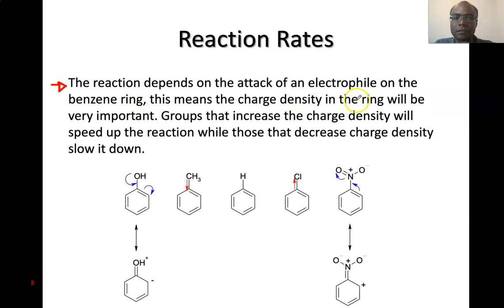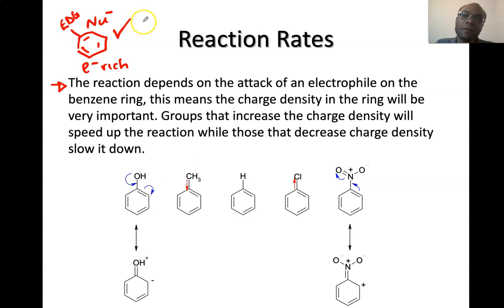This means that the charge density of the ring will be very important. So basically, what I've done in the review is to show you that benzene should be a nucleophile, and nucleophiles must be electron rich. So any group sitting on the ring that's going to donate electrons will make the benzene ring more reactive. Any group that sucks electron density from the ring, whichever place it's placed, any electron withdrawing group is going to make the ring electron poor.